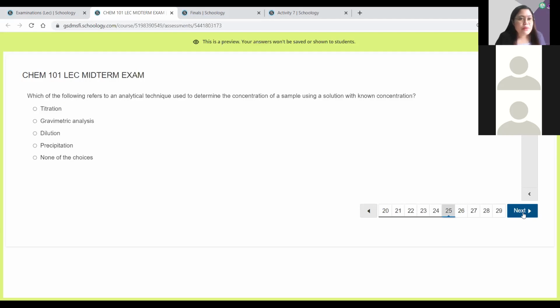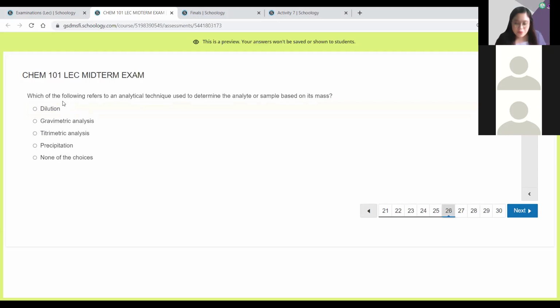Next. Which of the following refers to an analytical technique used to determine the concentration of a sample using a solution with known concentration? Since we have answered the previous questions involving titration, this one is straightforward. This will be the definition of titration, class. Titration, if we want to know the concentration of our unknown. Gravimetric analysis involves the precipitation reaction, and it involves measurement of the mass of our substance. And then again, dilution is the preparation of less concentrated substance from a more concentrated one. And the precipitation is a type of reaction wherein there will be a formation of a precipitate or a solid substance that does not dissolve in the liquid part of the solution.